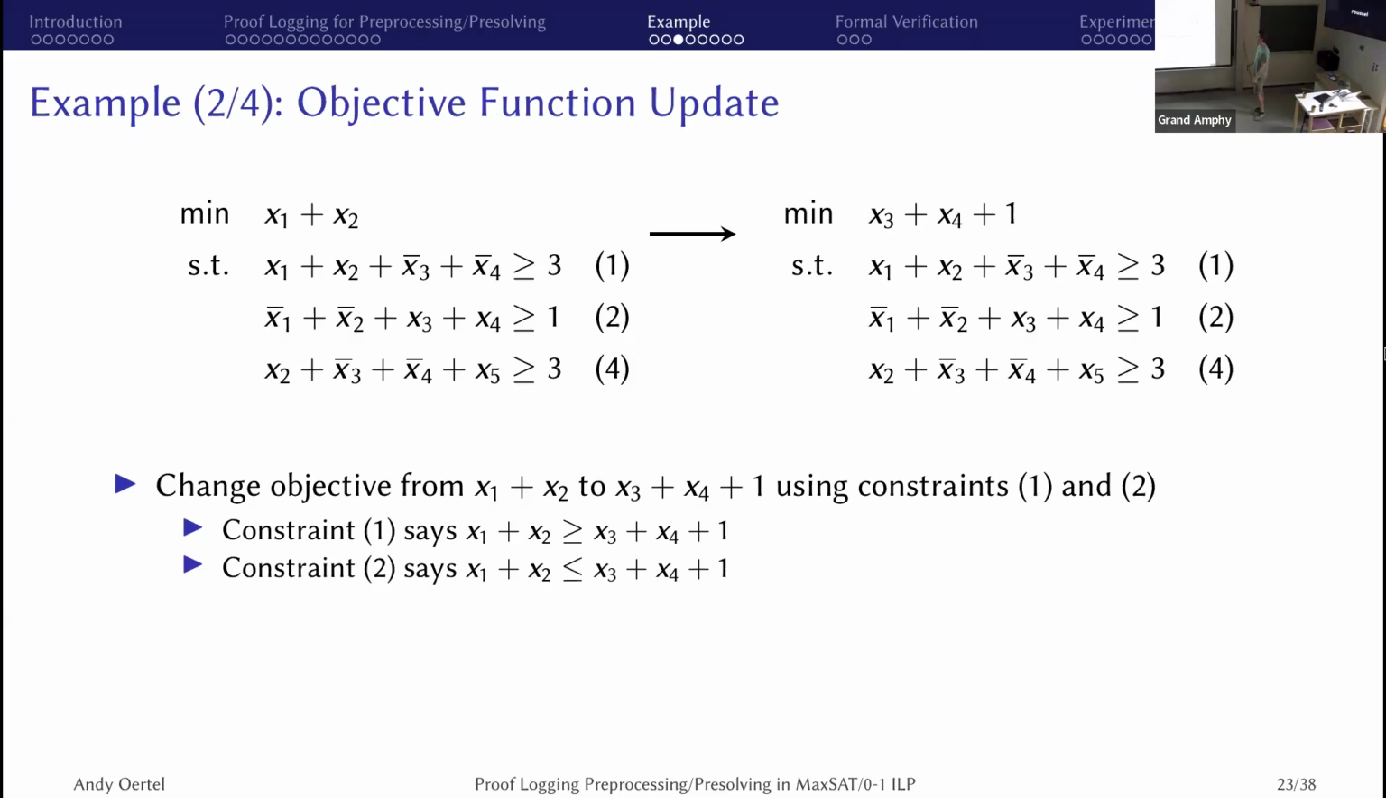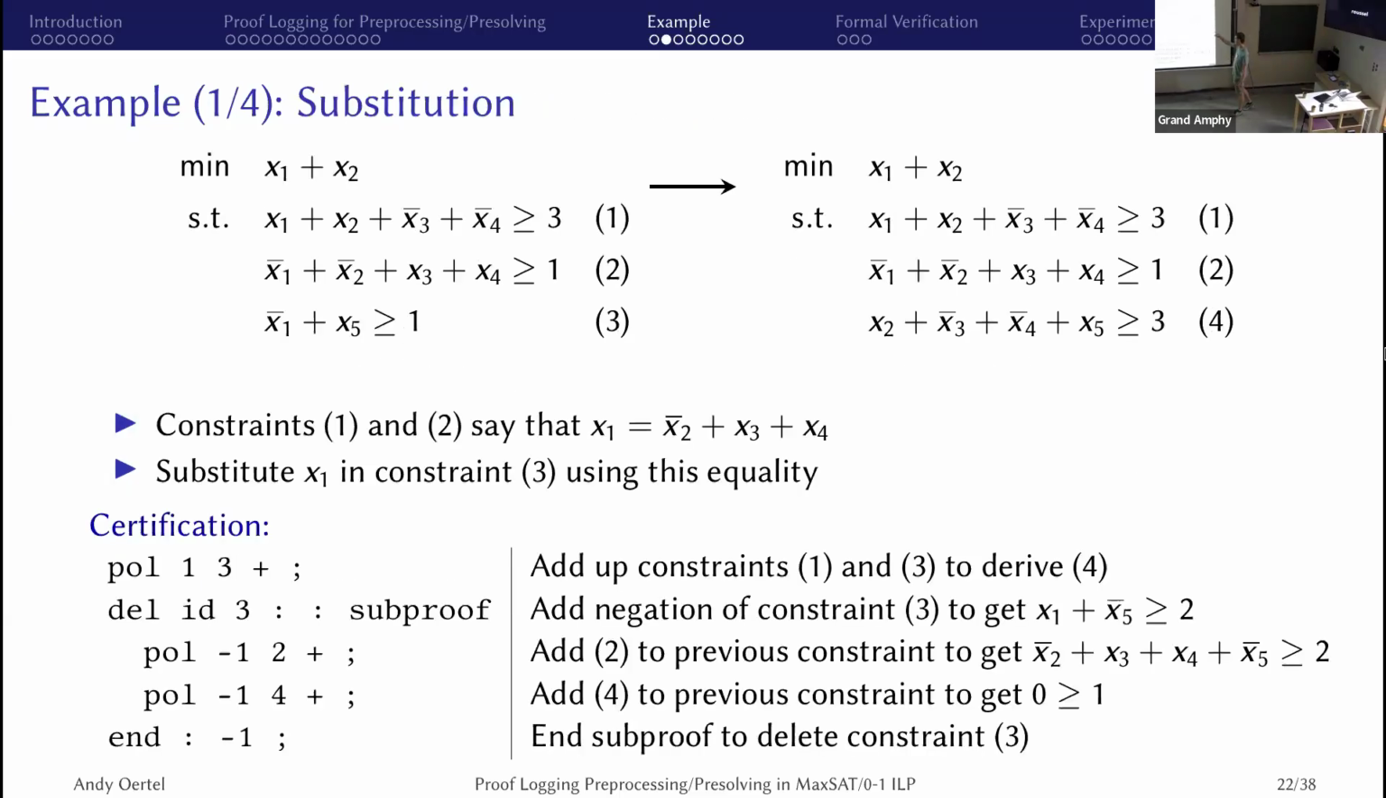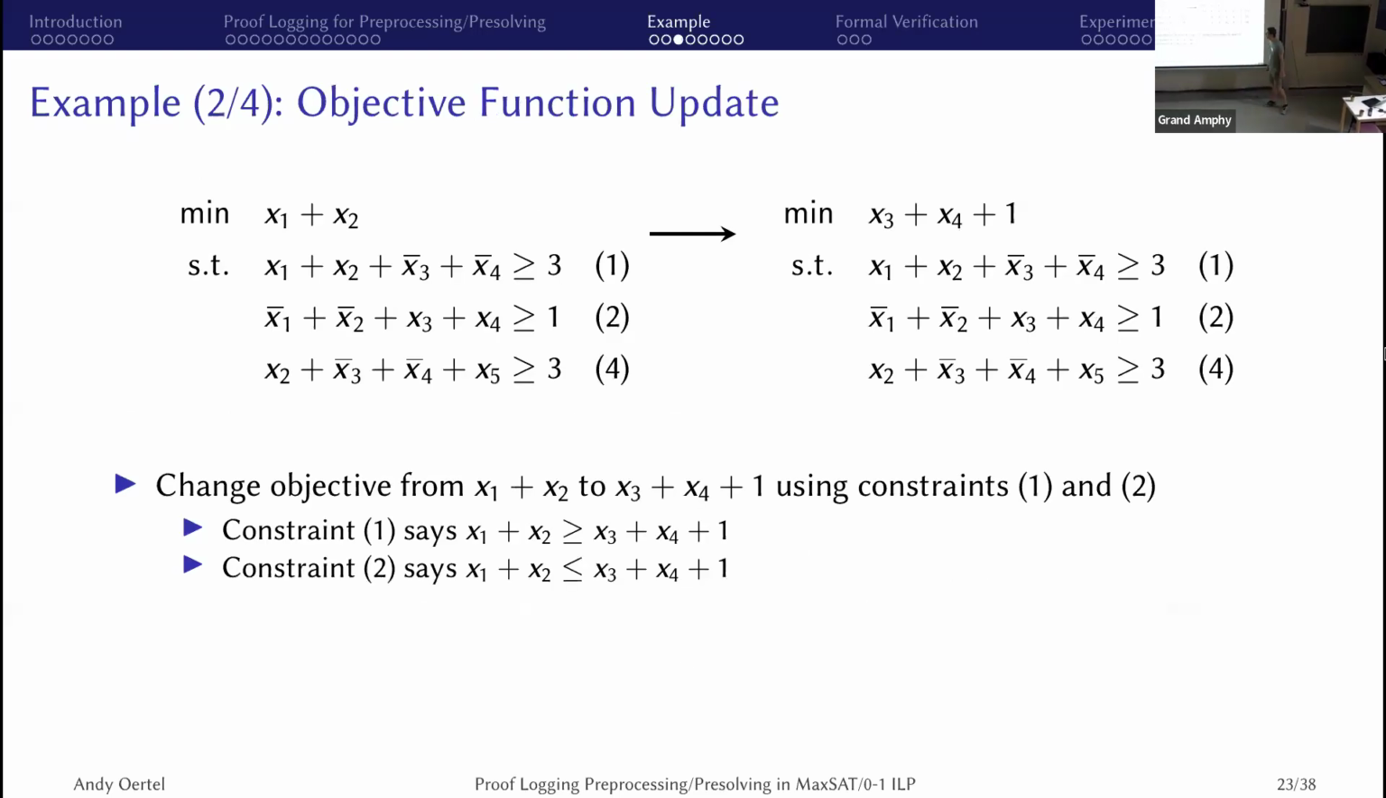So, we have done this substitution here. Now we can also use this equality by changing it slightly, having that x1 plus x2 is equal to x3 plus x4 plus 1, to change our objective. Constraint 1 says that the old objective is greater equal than the new objective, and constraint 2 says that the old objective is less equal than the new objective. So these are exactly the conditions for the objective update.